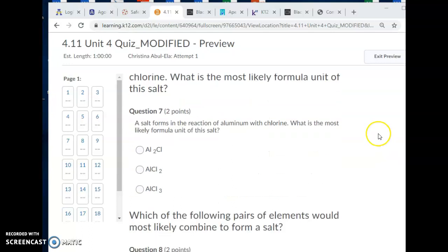Question 7. A salt forms in the reaction of aluminum with chlorine. What is the most likely formula unit of this salt? Al2Cl, AlCl2, AlCl3.